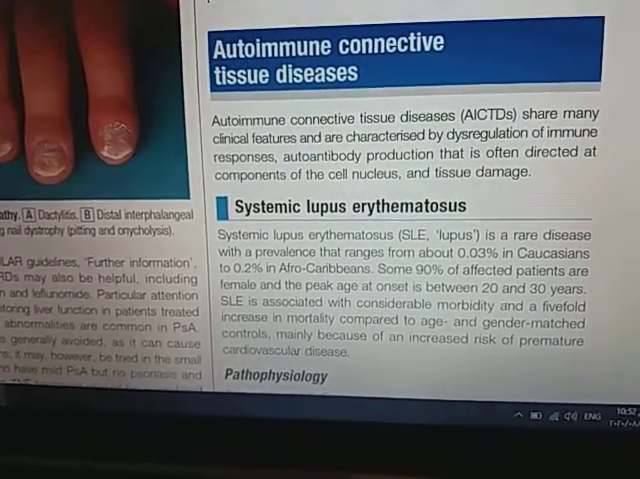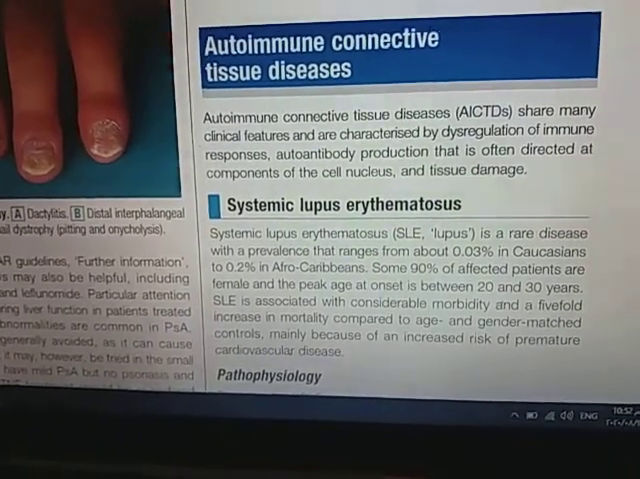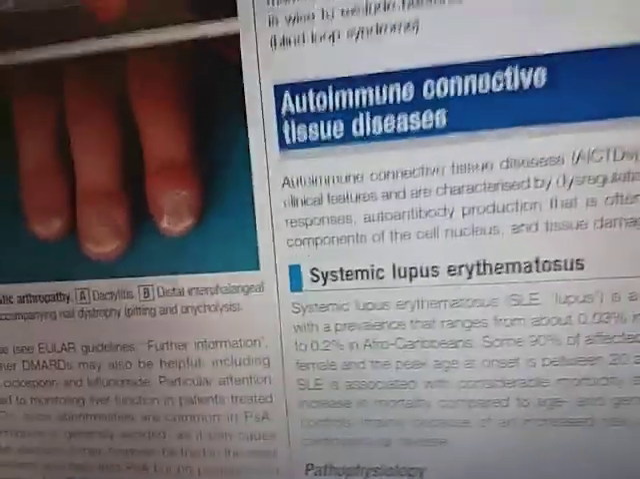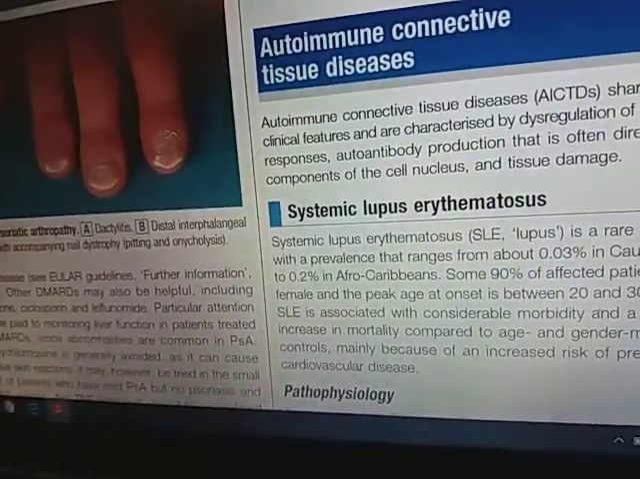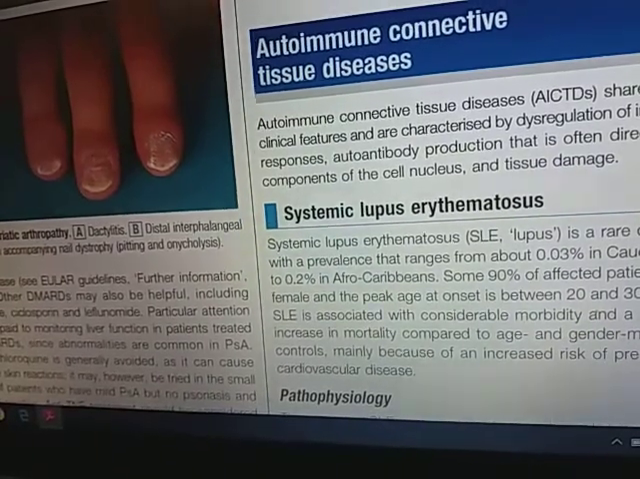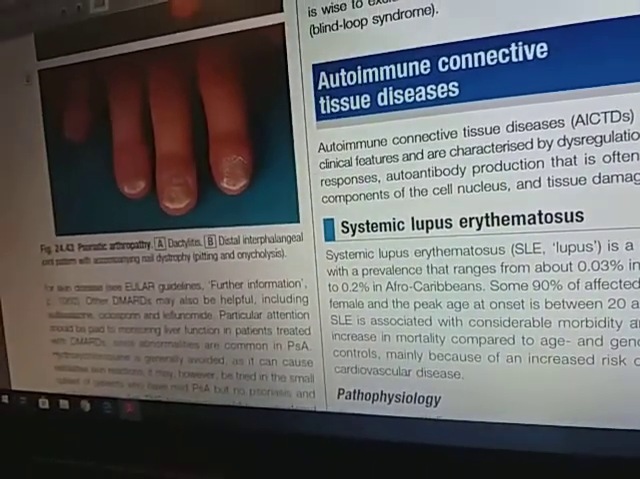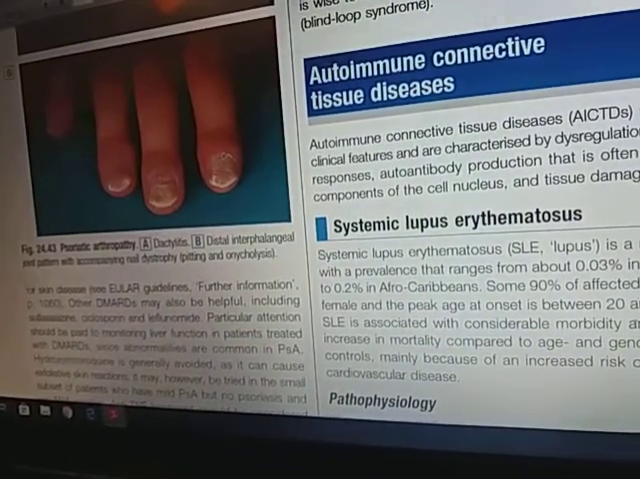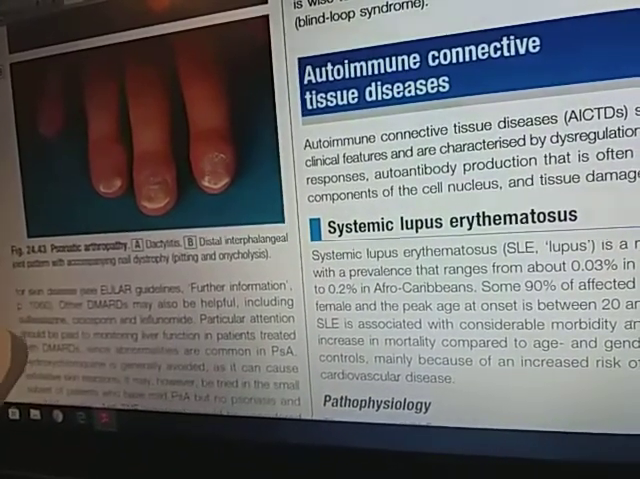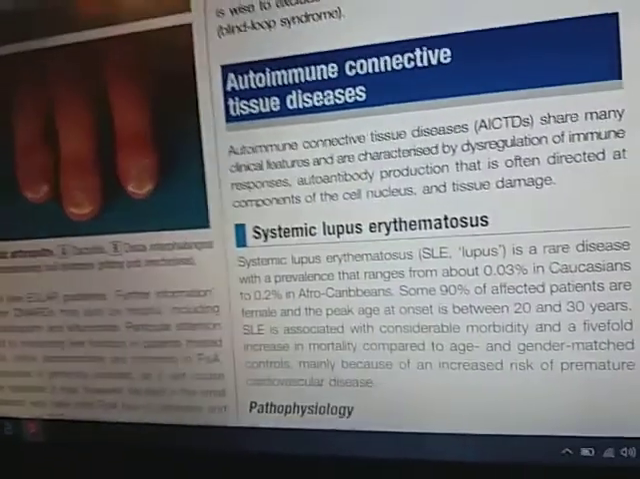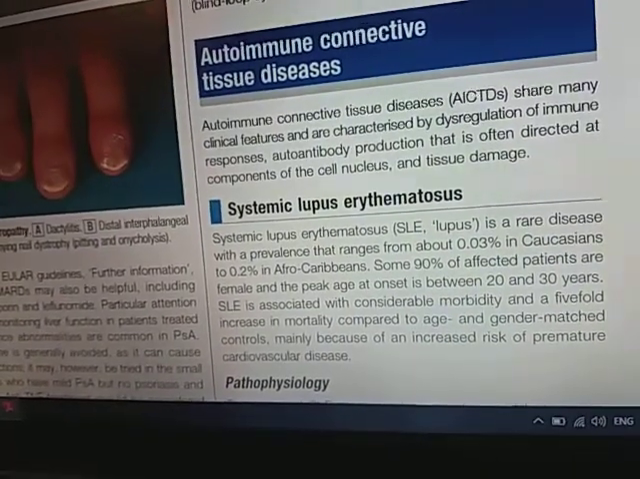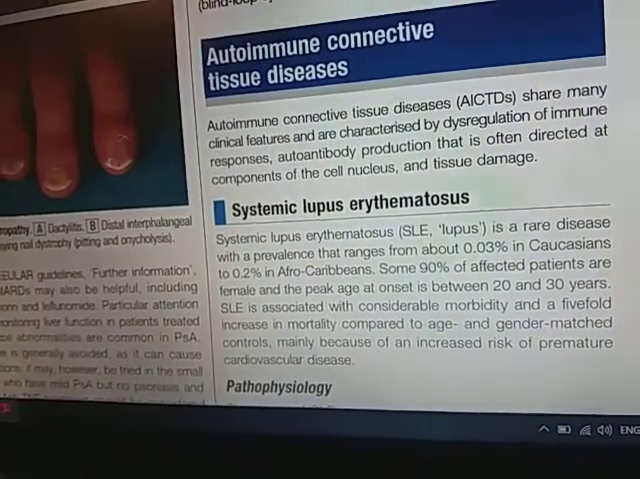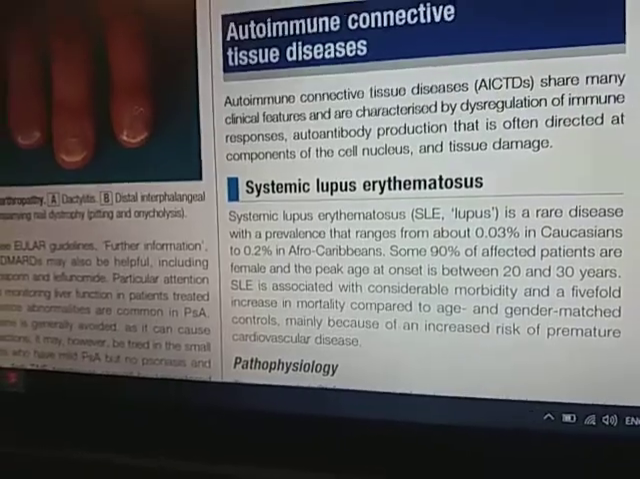Now, the investigations in SLE. Diagnosis is based on a combination of clinical features and laboratory abnormalities. So we have the ARA criteria, American Rheumatism Association criteria. Here we have 11 criteria. Diagnosis is made when we have at least 4 out of those 11 criteria.